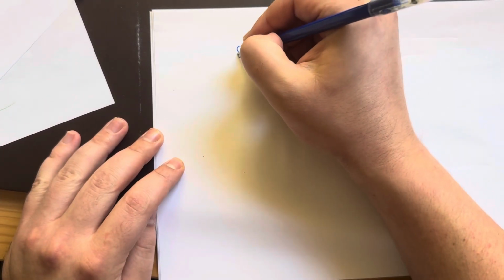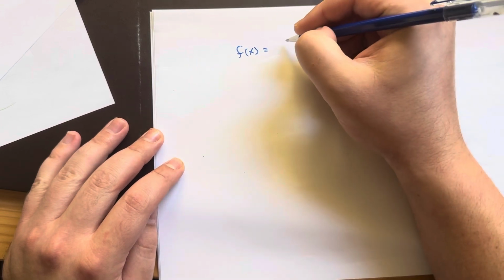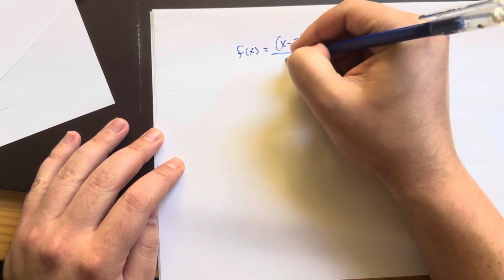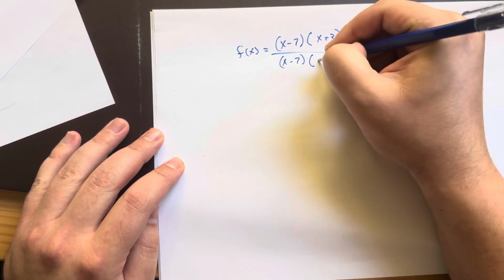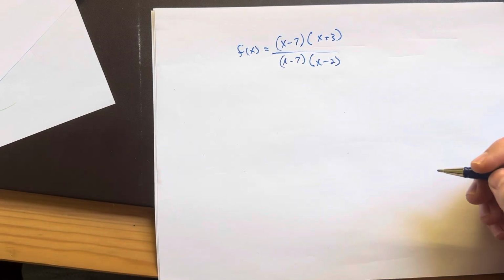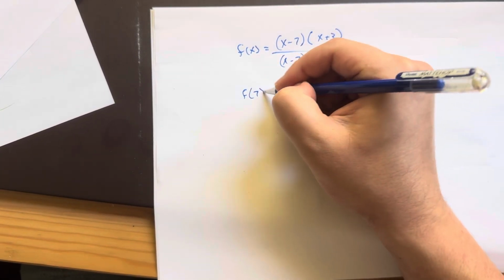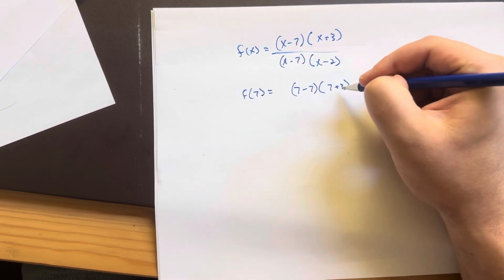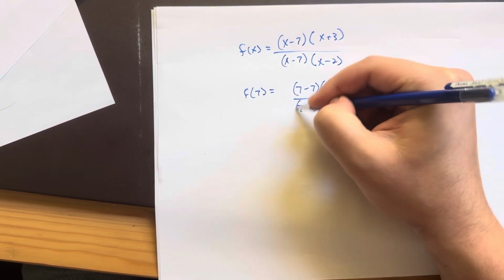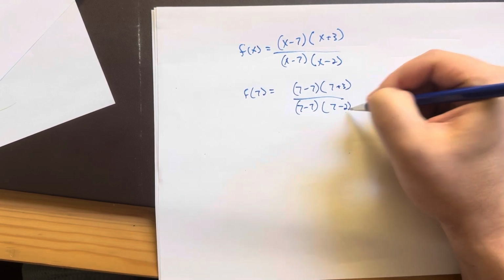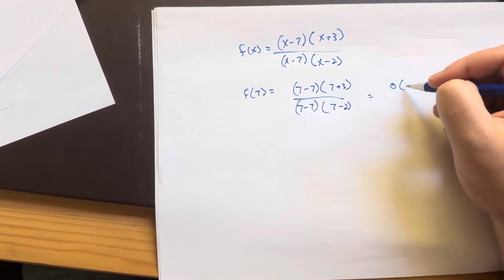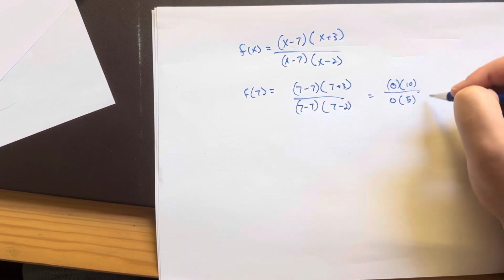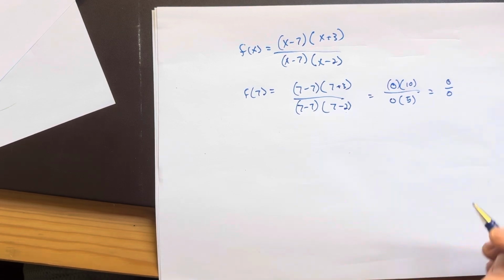God, I use so much paper. f(x) = (x - 7)(x + 3) / ((x - 7)(x - 2)). And not all divisions by 0 are created equal. If I plug in 7, I get (7 - 7)(7 + 3) over (7 - 7)(7 - 2). This is 0 times 10 over 0 times 5, 0 over 0, right?